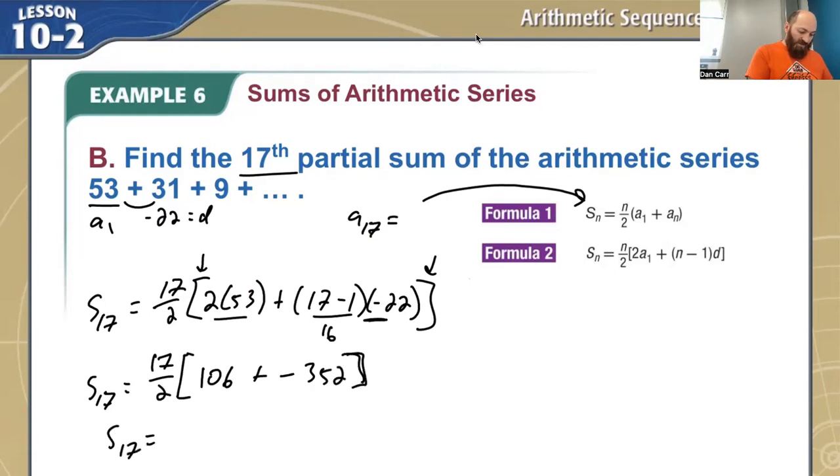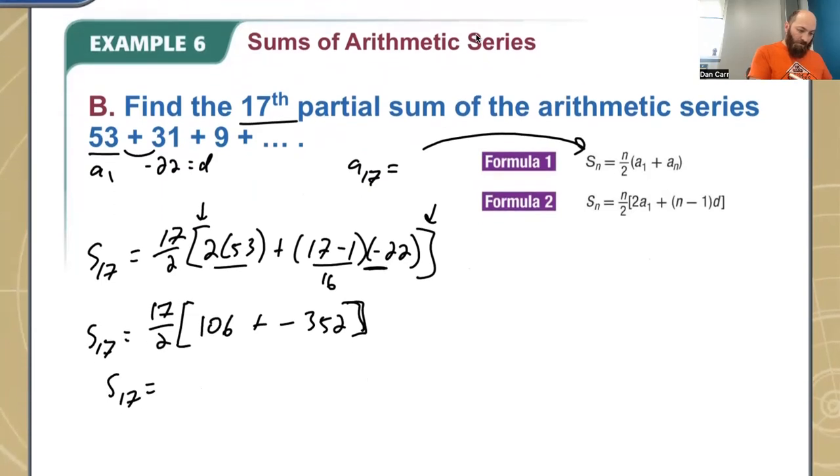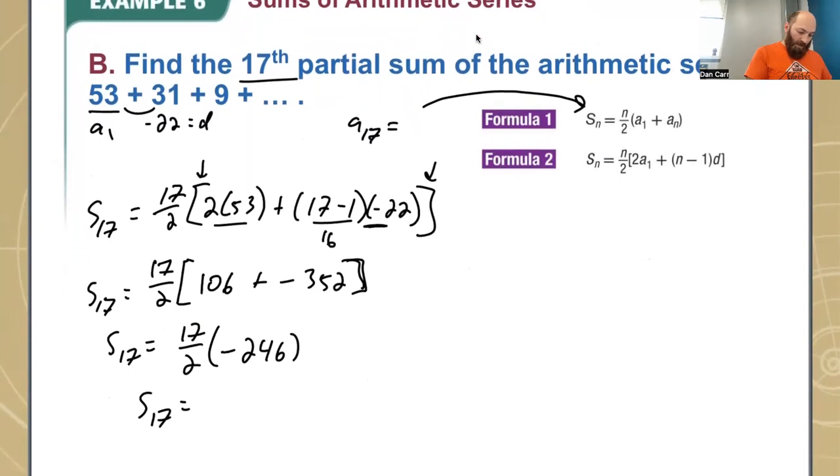So the sum of these 17 terms will be 17 over 2 times negative 246. So I multiply that out, and I get negative 2091 for the sum of those first 17 terms in this sequence.